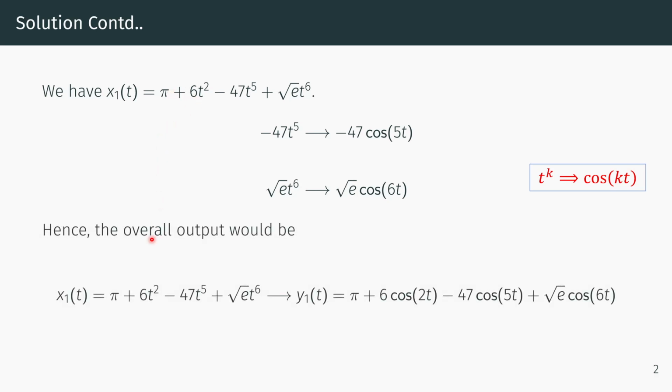So for the overall output, the input is pi plus 6t square minus 47 t power 5 plus root t power 6. The corresponding output would be pi plus 6 cos 2t minus 47 cos 5t plus root cos 6t.